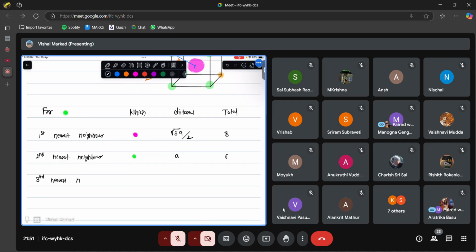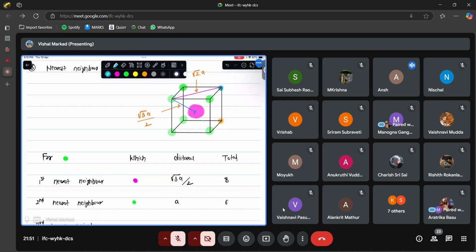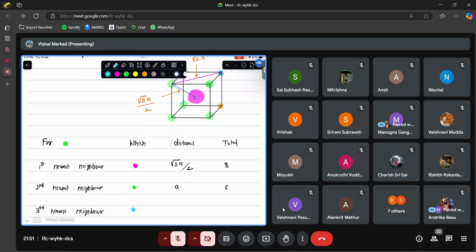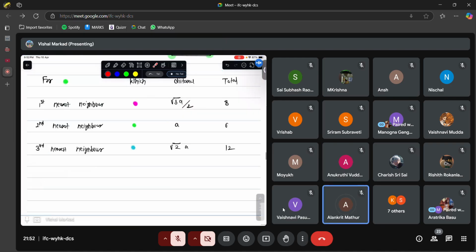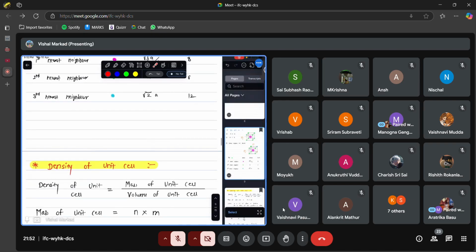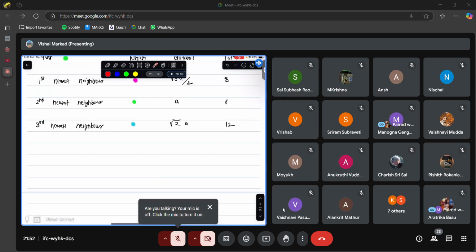Okay. Then now the third one. Third one will be which one? The blue one, right? What is the distance? Root 2a. And such 12 atoms will be there. Clear this thing? See here, root 2a looks like this one, but you see here, the distance to this another green atom is A only. Which value is smaller? A only, right? So this thing will be there. Clear? Yeah. Okay.